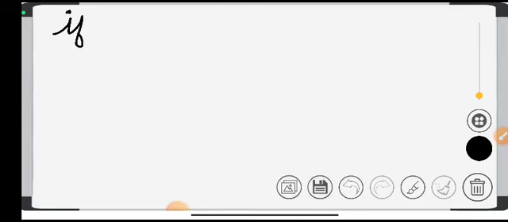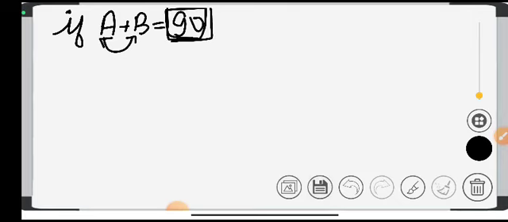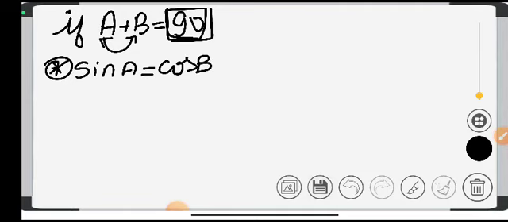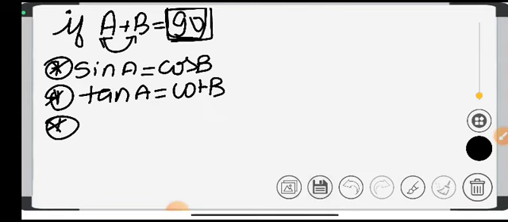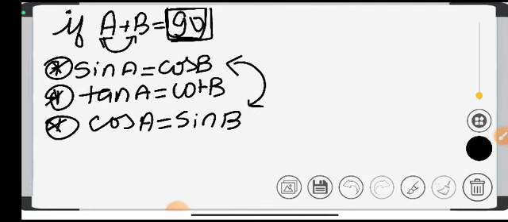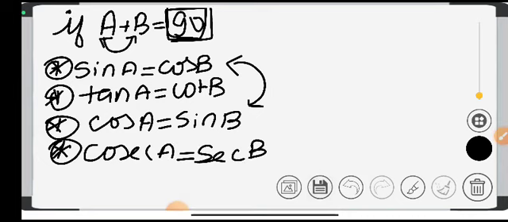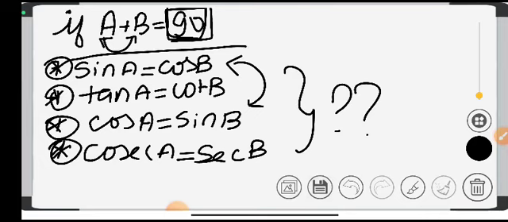In the previous lecture I taught you this: if A plus B is equal to 90 degrees, it means the sum of both the angles is 90 degrees, then sin A can be written as cos B. Tan A will be written as cot B. Cos A will be written as sin B, the same way, and cosec A will be written as sec B. I taught you this in the previous lecture, but I didn't teach you how this all works, how it came about.